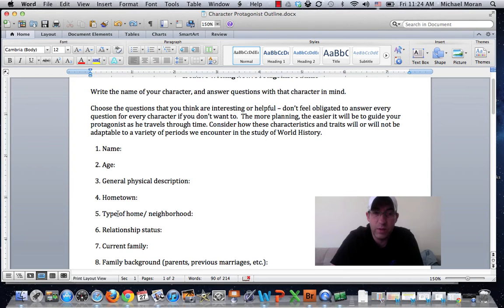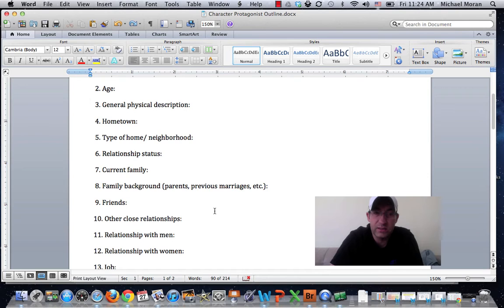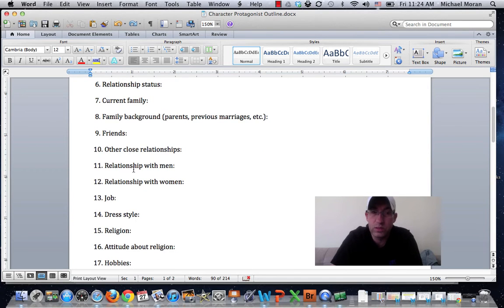And more specifically, the type of home or neighborhood within that hometown. His relationship status, so his current relationship status, and the current family that he has. Then we want to consider the family background. We know that it helps to shape who we are as people, so we need to think about those things before we have this character go through our story. Any friends that the character has, other close relationships. We need to think about both that character's relationship with men and his relationship with women.